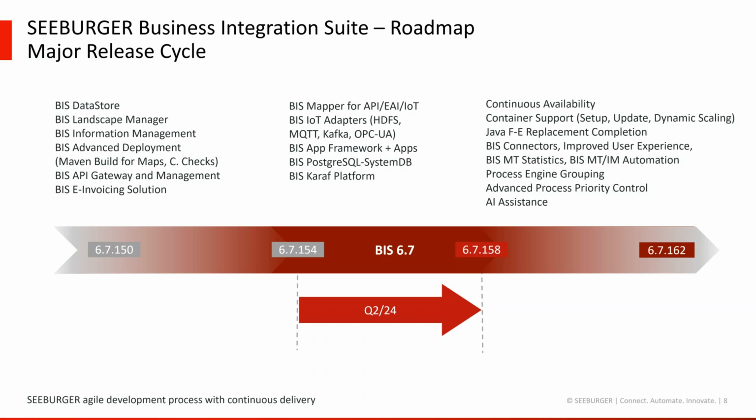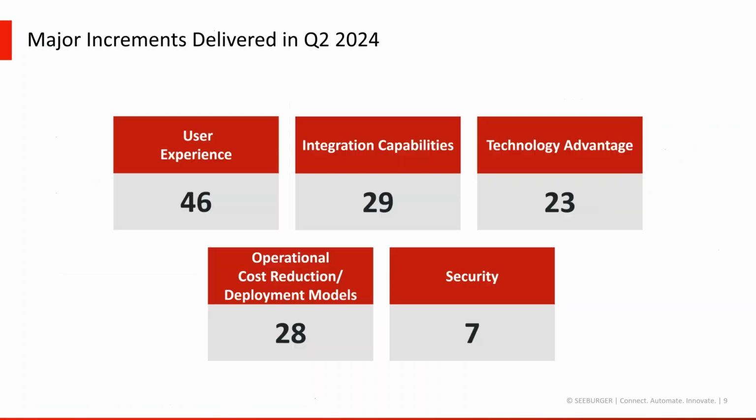Thank you, Michael. Welcome all. So our today's presentation is about the Q2 of this year. This includes the releases BIS 6.7 155 through 158. We've delivered again a number of major increments, primarily around user experience and integration capabilities, as well as some of the operational cost reduction and technology improvements.